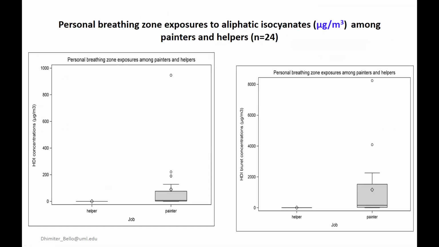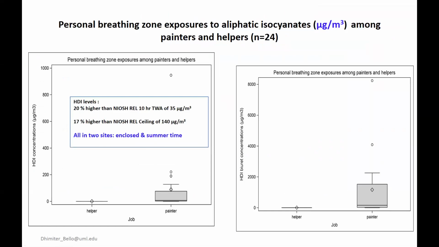Just as a reference to concentrations we get in spray polyurethane foam applications, there we are in the order of 1 to 100 microgram per cubic meter. Here we are in the milligram range. These are very high, and the isocyanate dione is in between the monomer and these higher oligomers. These are actual concentrations, not adjusted for time without exposure or taking into account PPE and so on, just straight interpretation of these numbers. About 20% of these measurements exceed the NIOSH recommended exposure limit for a time-weighted average, the whole day, of 35 microgram per cubic meter of air, and 17% were higher than the ceiling limit.